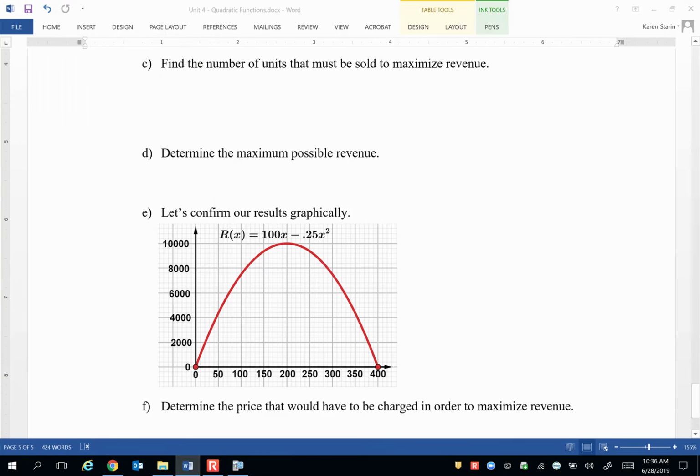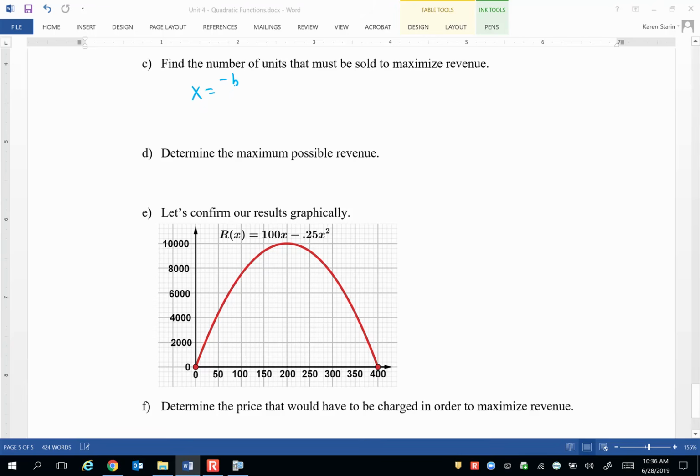Part C, find the number of units that must be sold to maximize revenue. Again, we saw the function equation has a leading negative coefficient, the coefficient in front of the squared term. So we know this is a parabola that opens downward, so we have a maximum. So let's find that maximum. That just means we need to find the vertex first.